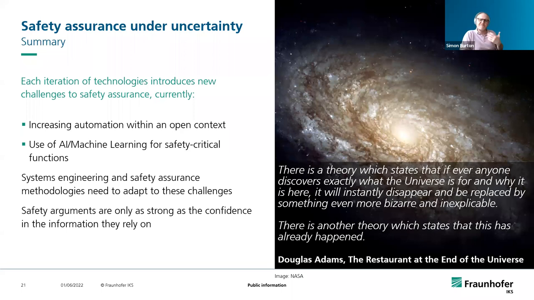So that means with this increase in automation within the open context, the use of machine learning, et cetera, we need to make sure that we continuously adapt our system engineering processes and our safety assurance processes to somehow adapt to these challenges to maintain a certain level of residual risk and safety. Because these safety arguments will only be as strong as the confidence in the information they rely on. So unless we somehow minimize and control the uncertainty within this safety assurance process, we're not going to be able to come up with a strong argument that these systems are safe enough. And therefore, we also won't be able to explain that we meet the properties that were explained on the other slide, and we won't be able to achieve the societal expectations.